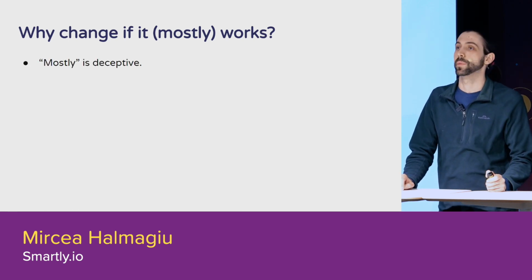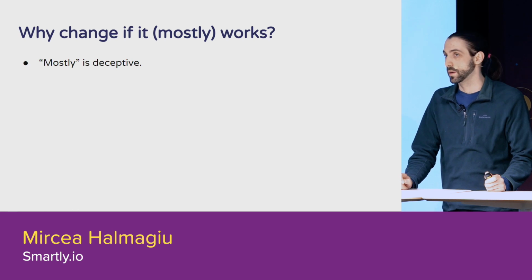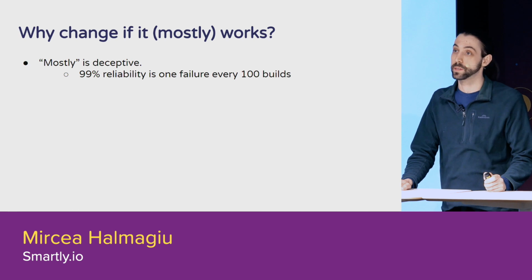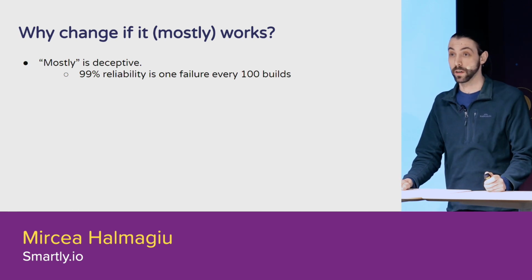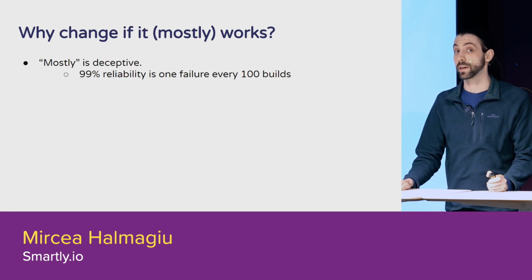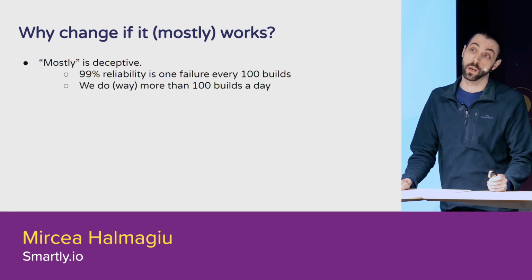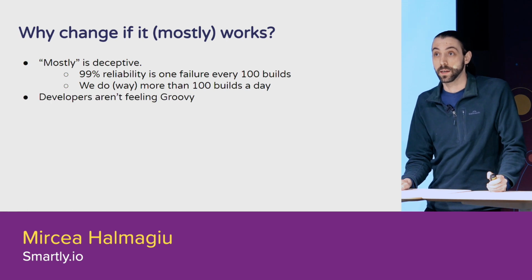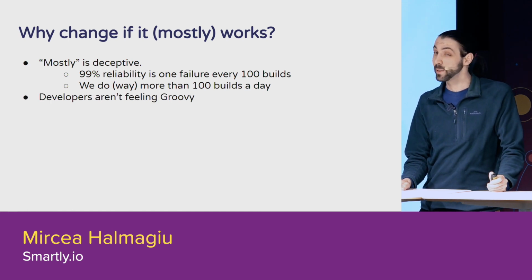So if this mostly works, then why change it? Well, the problem there is the mostly. So if we have something that's 99% of the time it works as it should, that's one failure every 100 builds. And I mentioned we have more than 300 repos. We do a lot more than 100 builds a day. And the other problem is that the developers aren't really feeling the groovy.